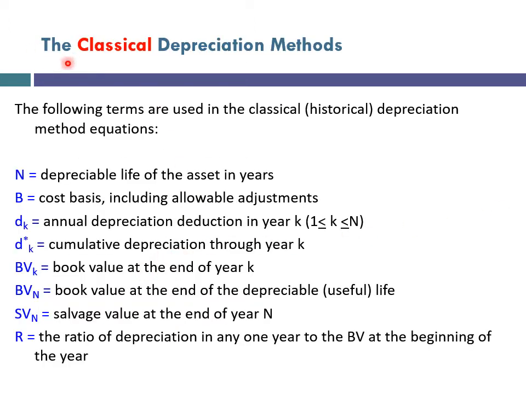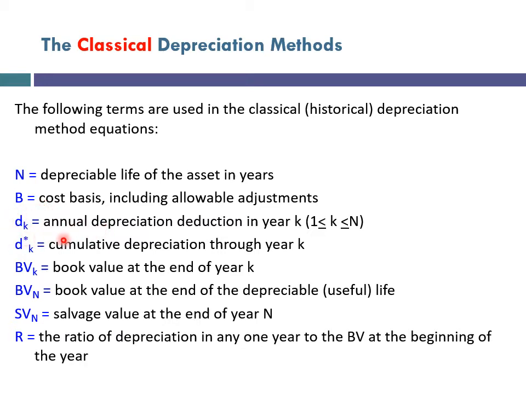So we will learn, as I told you, the classical depreciation methods. And in these depreciation methods, basically we will do some calculations and we will use some notation in these calculations. So let's go through this notation. First of all, N. N is the depreciable life. It is the useful life of an asset and it represents the number of years. B is the cost basis for calculating the depreciation. So if there are any adjustments and so on, this B is the adjusted cost basis.